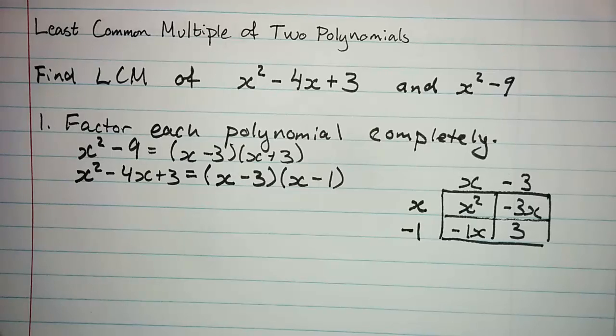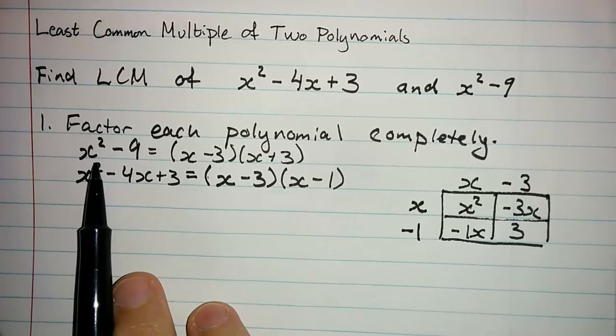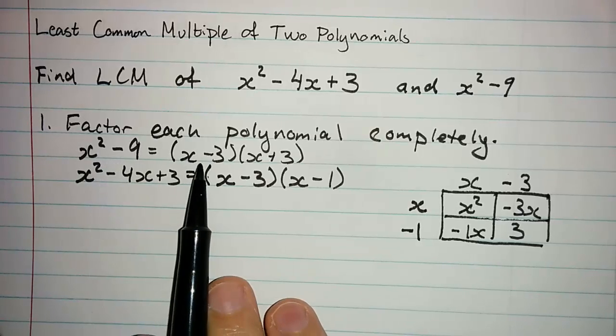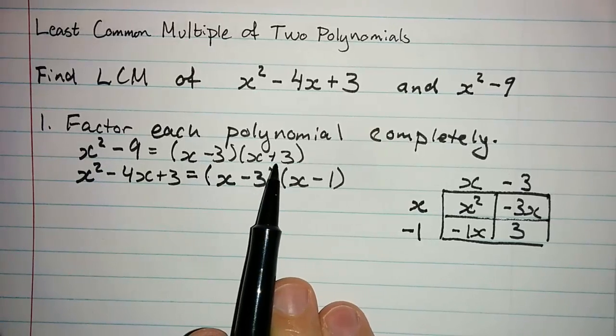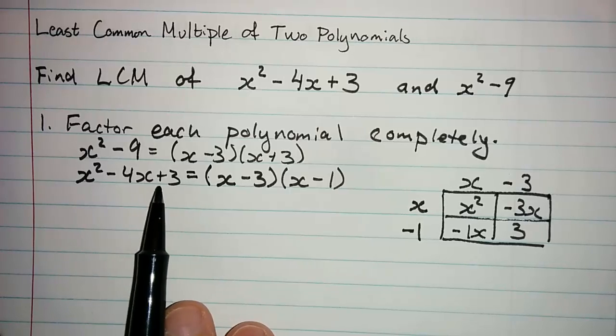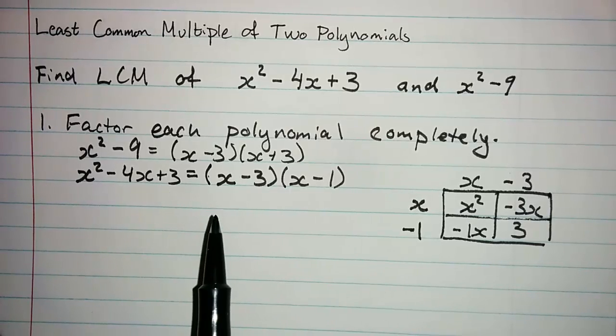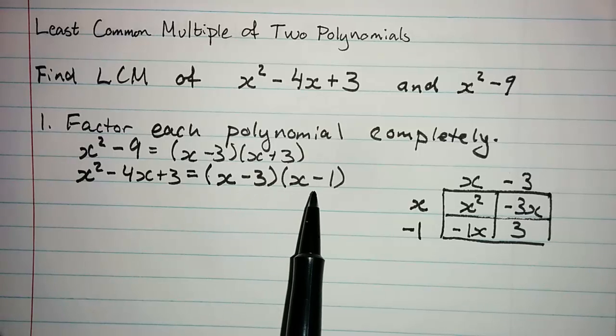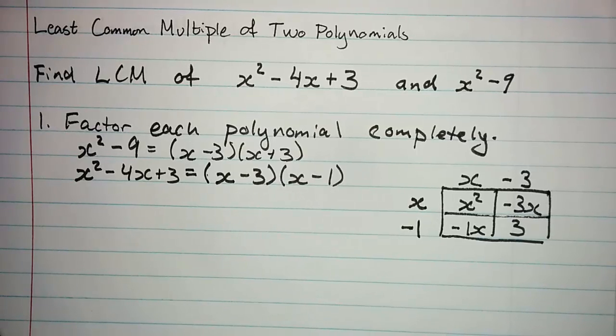All right. What does this mean? Just like numbers, polynomials factor uniquely into primes. That means if I have any multiple of x squared minus 9, it has x minus 3 as a factor and x plus 3 as a factor. If I have any multiple of x squared minus 4x plus 3, it has x minus 3 as a factor and x minus 1 as a factor. So I can use this to build my LCM.